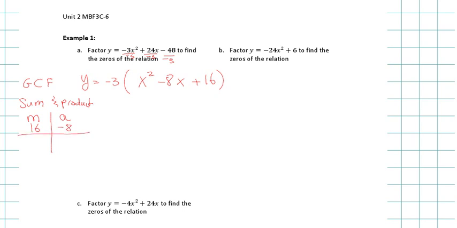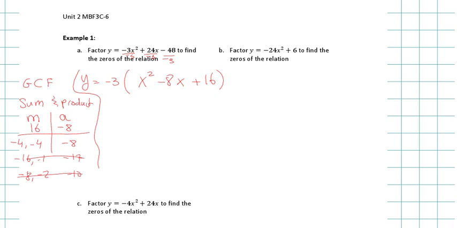Don't give me the answer before we explain it. Okay, multiply to 16, add to negative 8. So my B is negative, my C is positive. B is negative, C is positive, so both of them are going to be negative. So it's going to be negative 4 and negative 4. If I add them, that's going to give me negative 8, right? There's other options. I have negative 16 and negative 1. I have negative 8 and negative 2, right? But none of them are going to add to negative 8. This is going to be negative 17. This is going to be negative 10. So I don't have to write them, right?